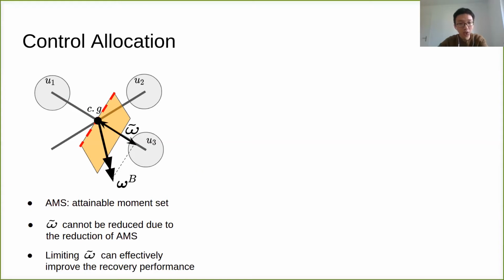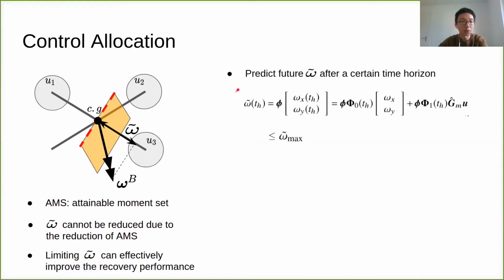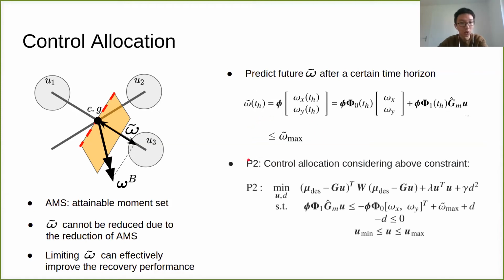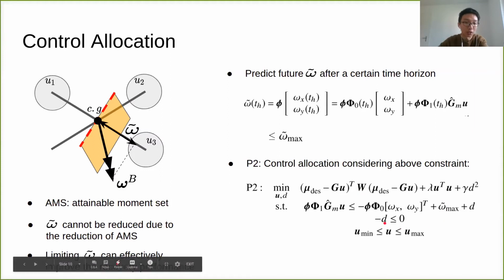What we do here is to predict the future omega tilde after a certain time horizon th by using the model of the quadrotor, and we set a boundary on this omega tilde. Then we can define a new quadratic programming problem, P2, as the control allocator. This allocator contains the constraint on omega tilde, and we also add a slack variable d to make sure that the optimization has a solution.